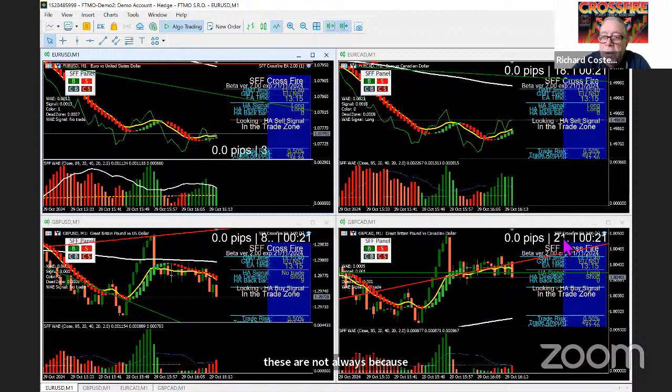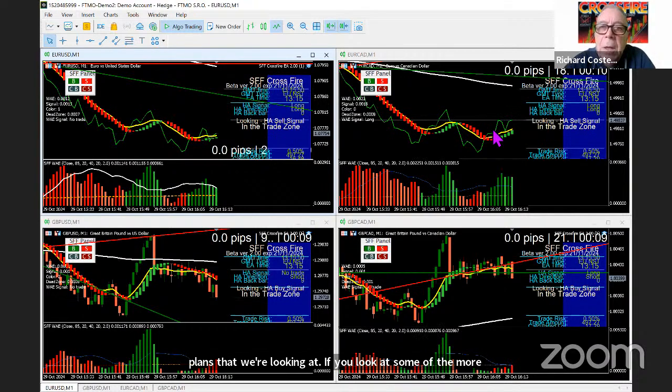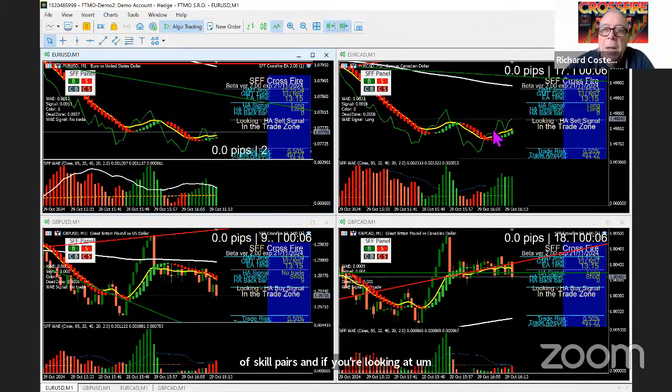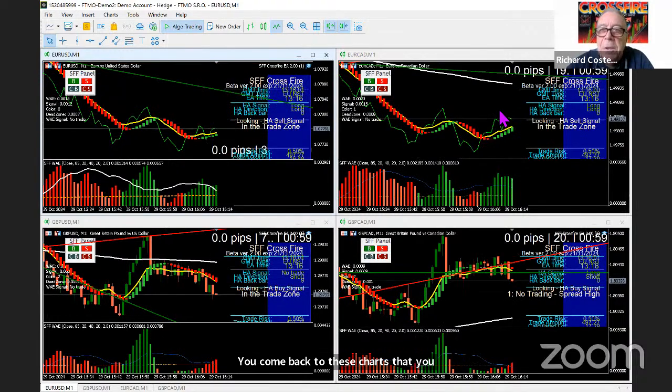That's 21, look. And these are quite well traded pairs that we're looking at. If you look at some of the more obscure pairs, and you come back to these charts at 8 o'clock tonight UK time, you'll see the spreads are massive, and it will affect your profits.